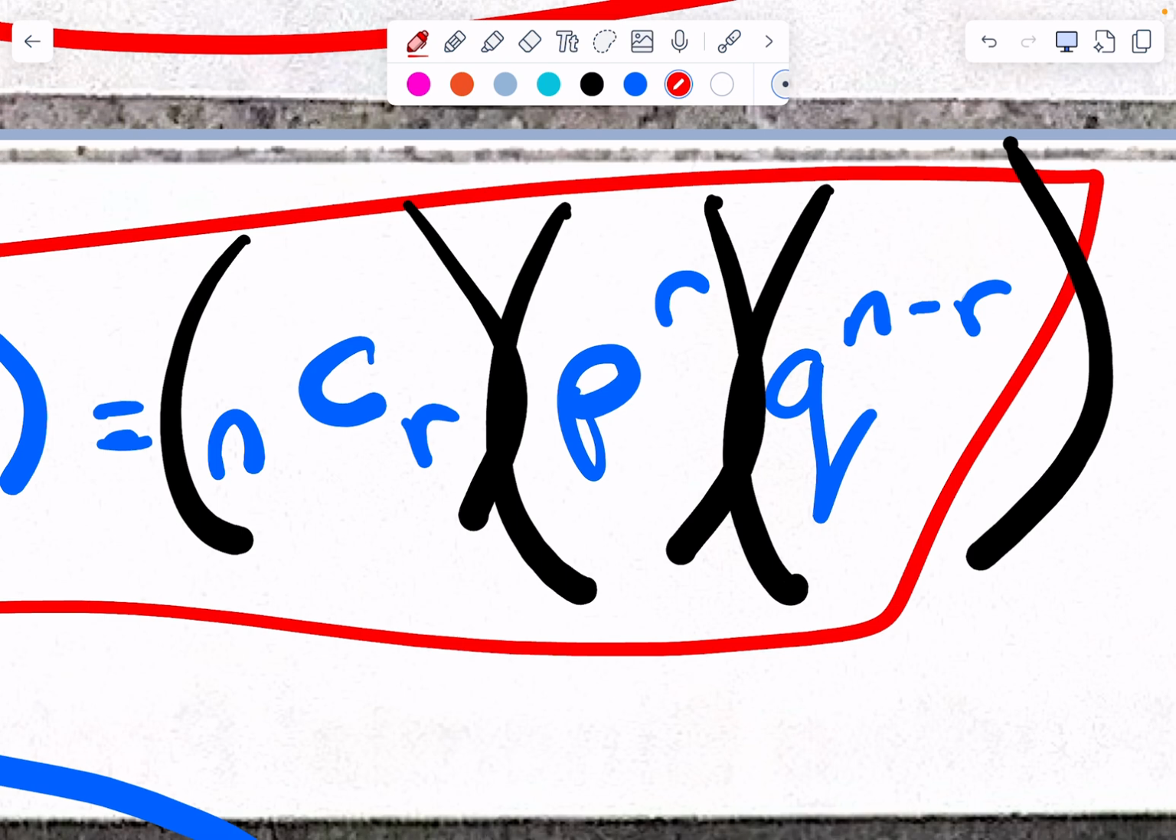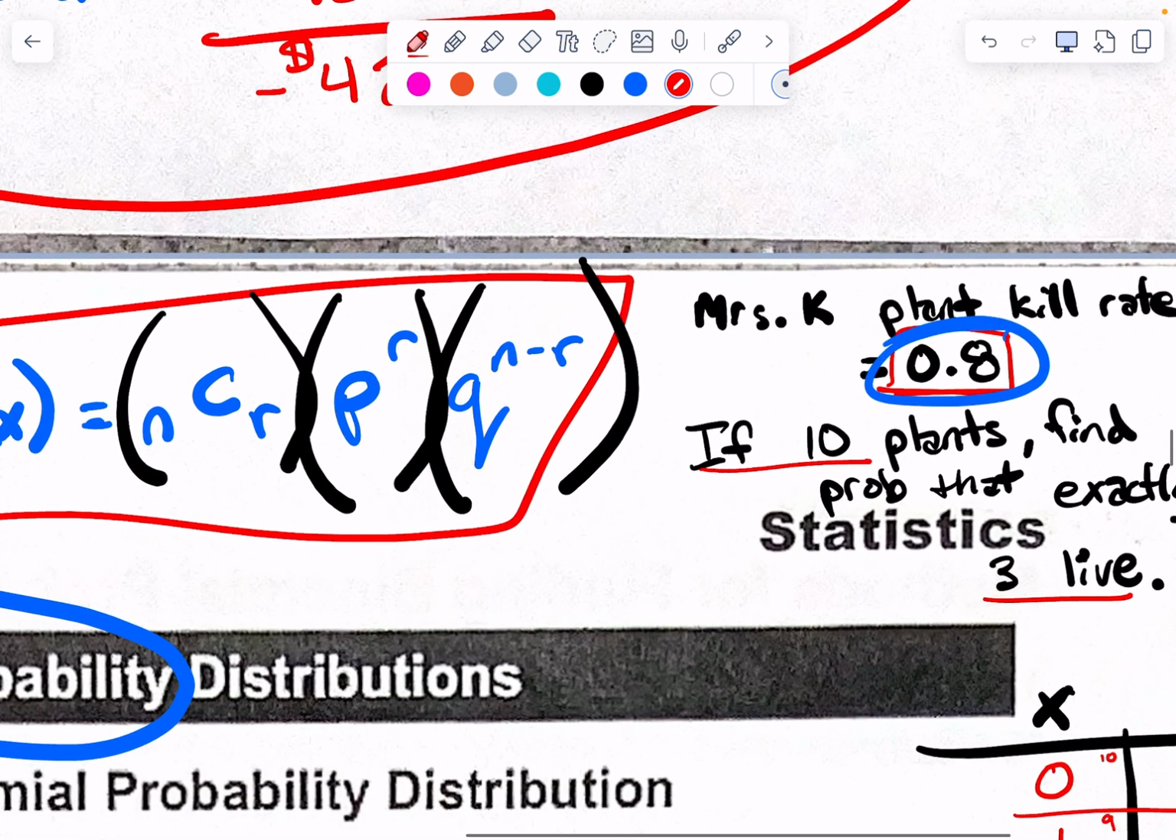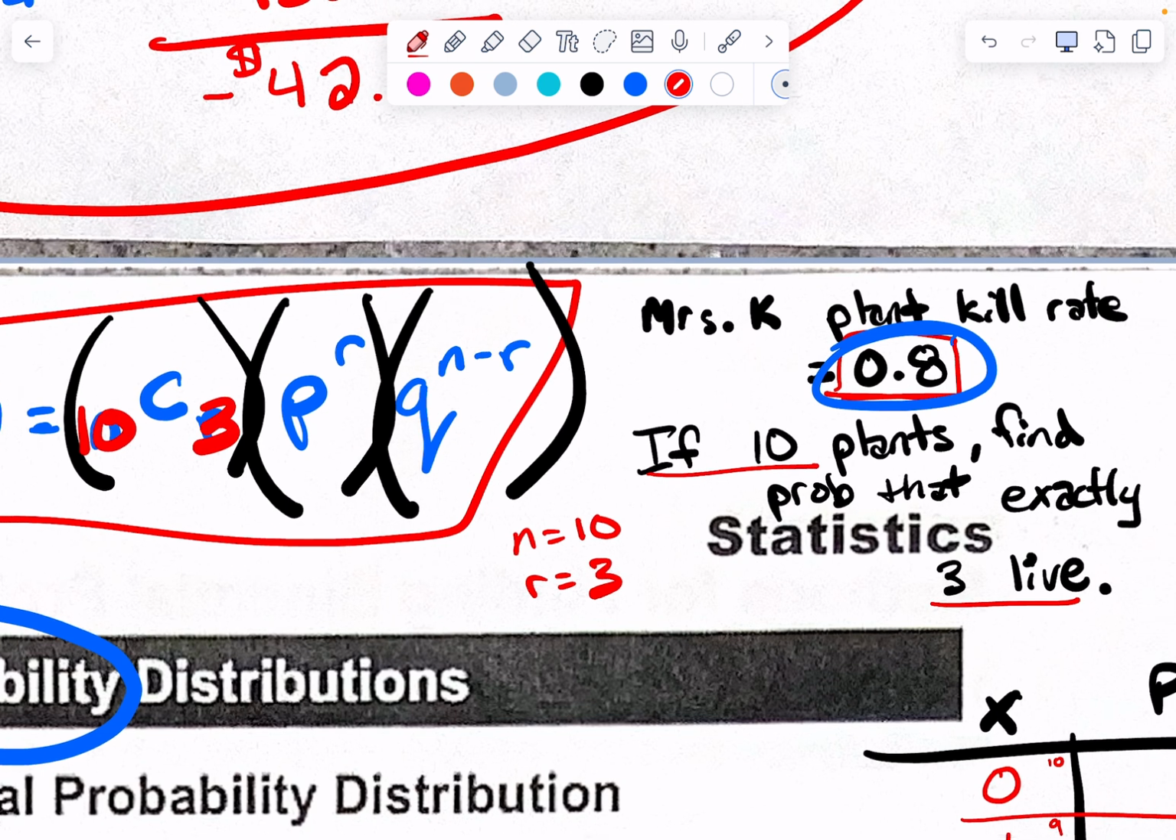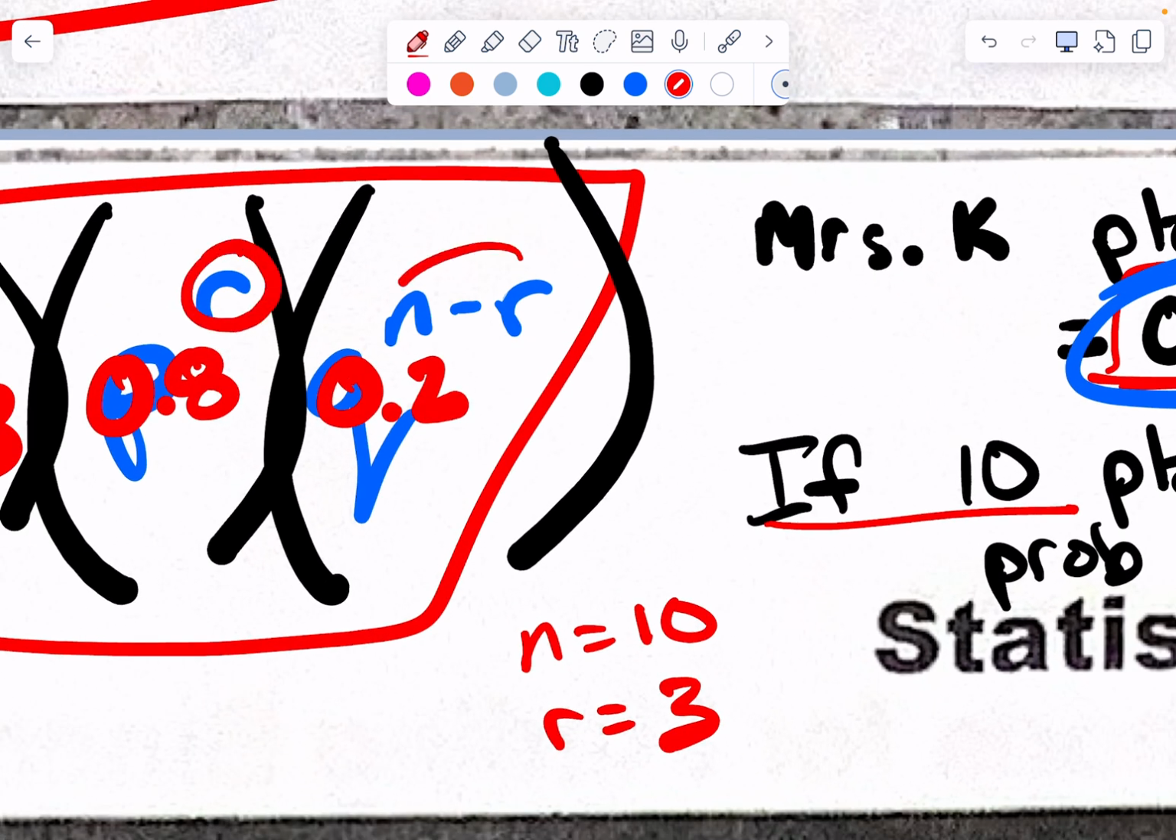What is n in this case? 3? No, 10. n is 10, and I'm choosing 3 of them to live. So n is 10, and I want 3 to be living, okay? Now, p and q don't matter so much, which one is which. p and q have to do with the living and dying rate. So let's say p is 0.8 and q is 0.2. If I flip those around, it's not a big deal because the exponents just depend on which one goes in which spot.